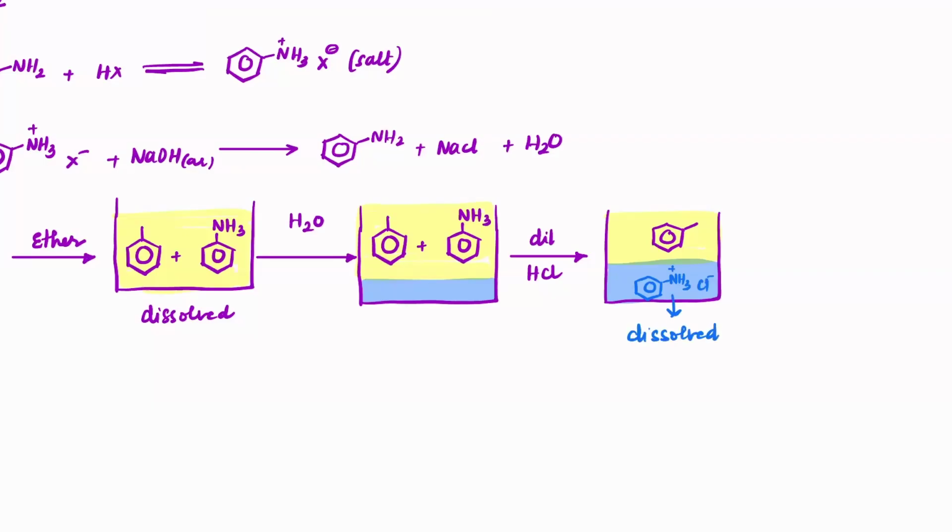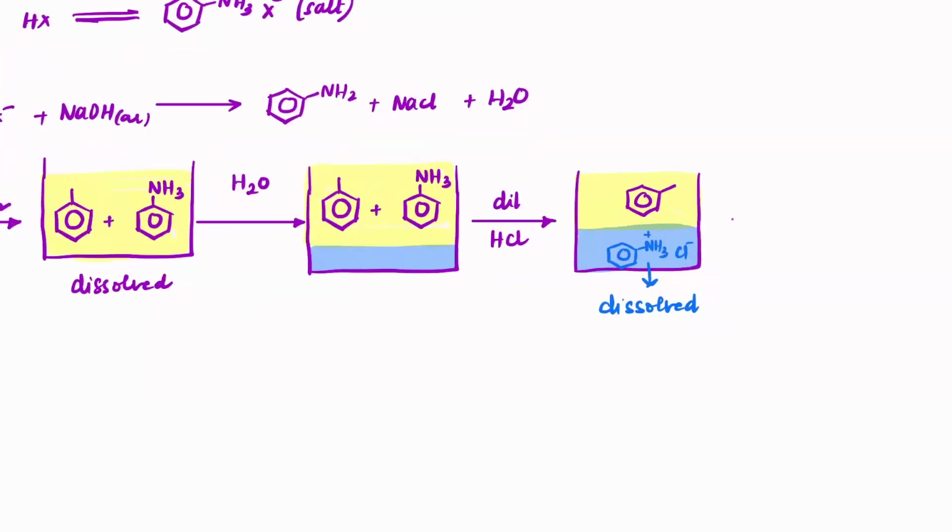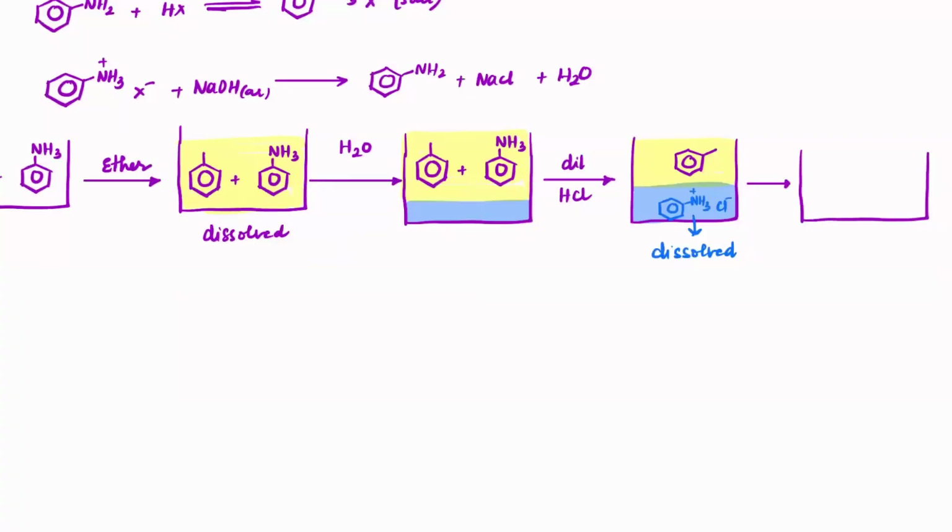So once you've got the dissolved form, now you can actually separate it out. Now you can clearly separate this out. So what you can do, you can separate this ether layer and water layer.